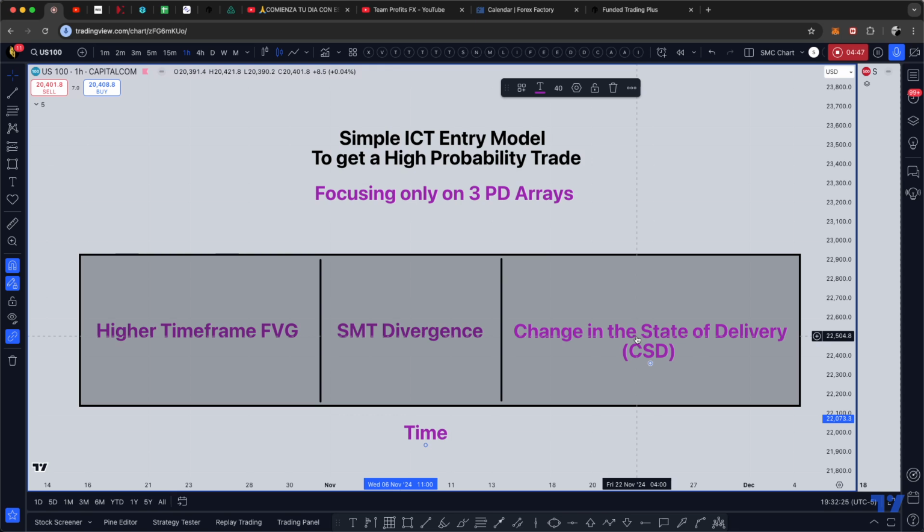You can literally make the entry after the change in the state of delivery is confirmed. You don't need to wait for a retest or anything like that. If you want to just enter right away, you enter. If you want to place a buy limit or sell limit order, I'll explain how you can do it. But this is basically what you need. So let me jump into the chart and show you what I mean.